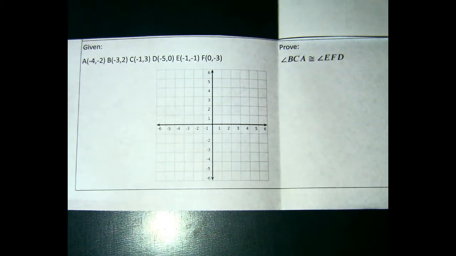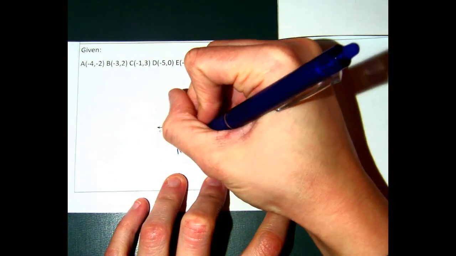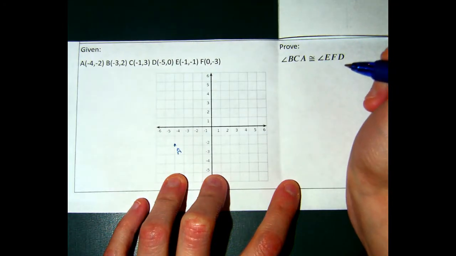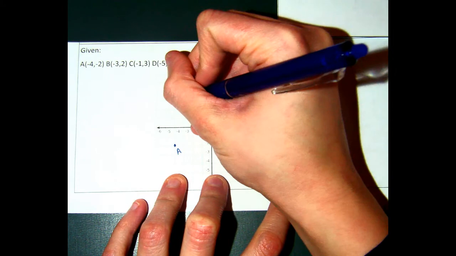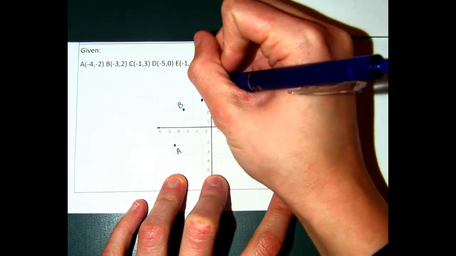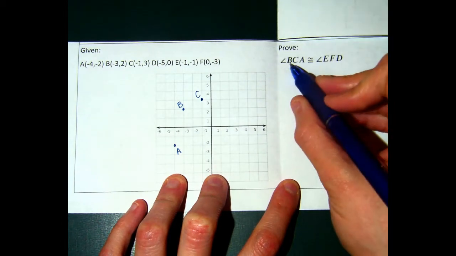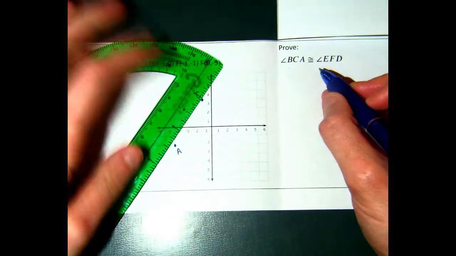Just like before, I'm going to go ahead and graph all of these points and then see what we've got going on. So A is at -4, -2. Again, I'll connect them when I know what I need. B is at -3, 2. And C is at -1, 3. Okay. If I go ahead and look over here, I know I've got BCA, so I'm going to go ahead and connect those 3.